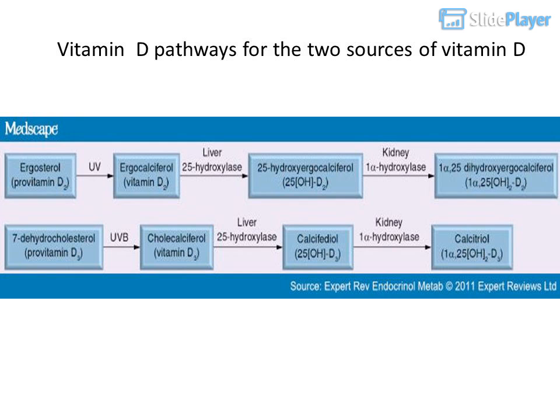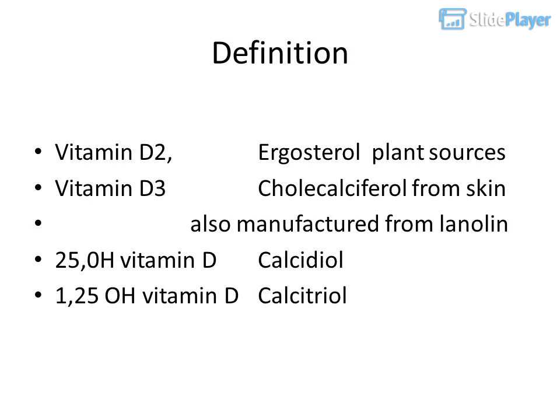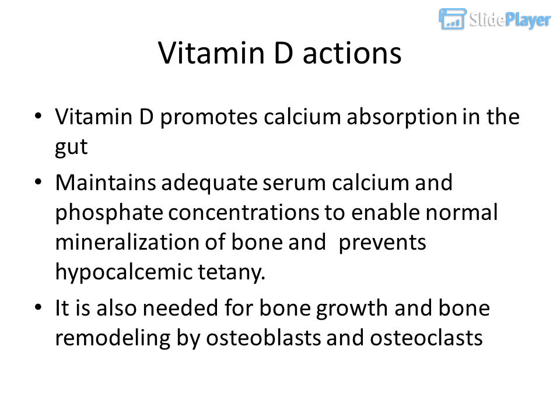Vitamin D pathways for the two sources of vitamin D. Definition: Vitamin D2, ergosterol, comes from plant sources. Vitamin D3, cholecalciferol, comes from the skin and is also manufactured from lanolin. 25-OH vitamin D is calcidiol. 1,25-OH vitamin D is calcitriol. Vitamin D actions: Vitamin D promotes calcium absorption in the gut.